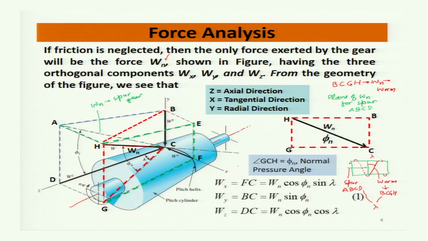So this is shown here. The angle between A, B, C, D, A and the angle between H, B, C, G, H is the lead angle lambda. And the Wn is acting from H to C.